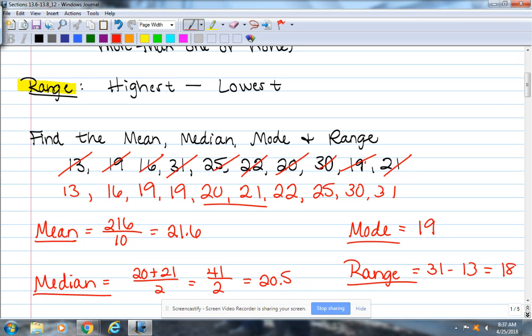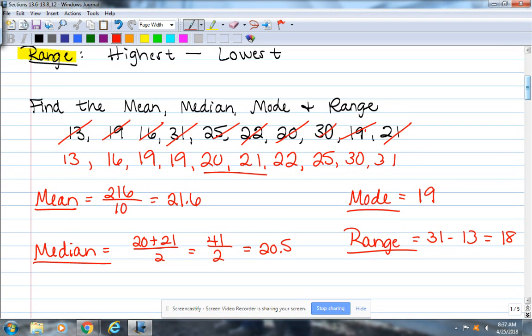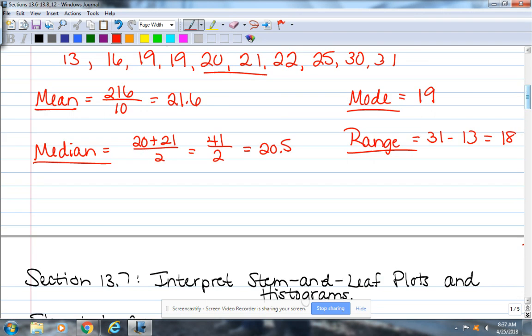Very good. A lot of times your mean and your median are close to each other, but not always. Just depends on how skewed your data is. A lot of times the mean and the median will be close if your data is spread out evenly. All right, any questions about those four central tendencies? Y'all know how to do those? All right, that's the end of section 13.6.